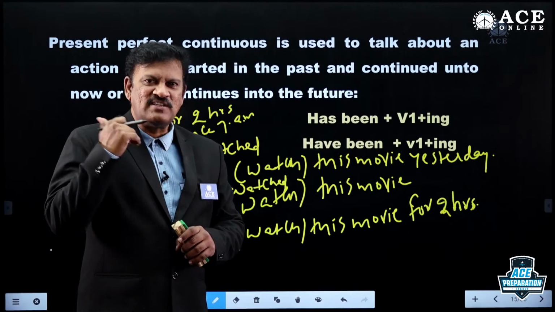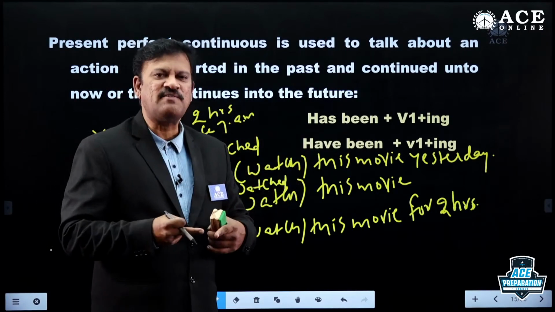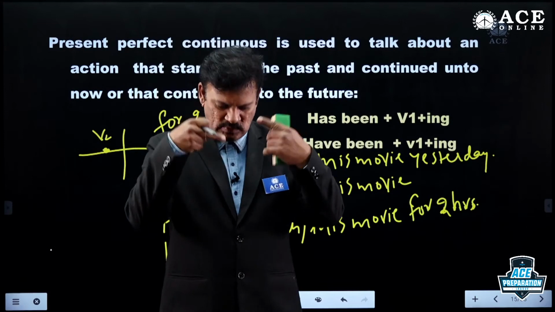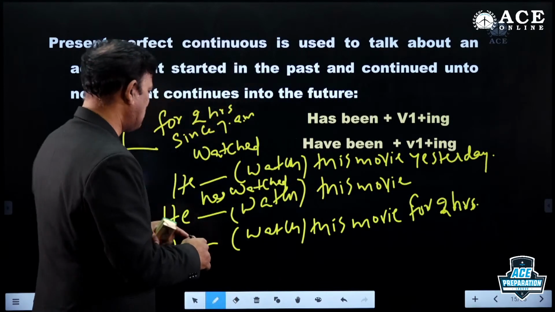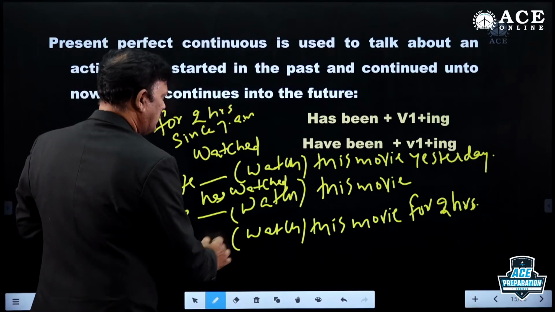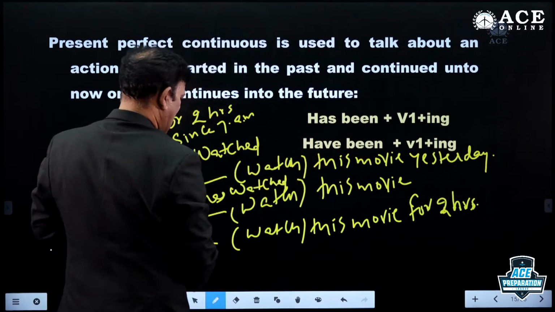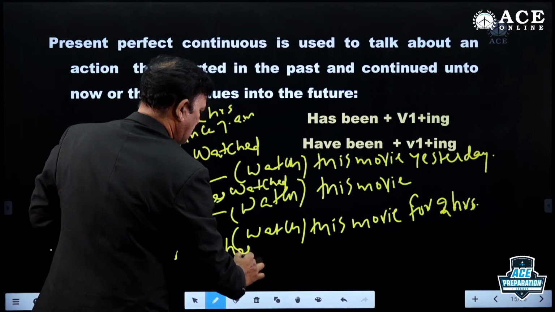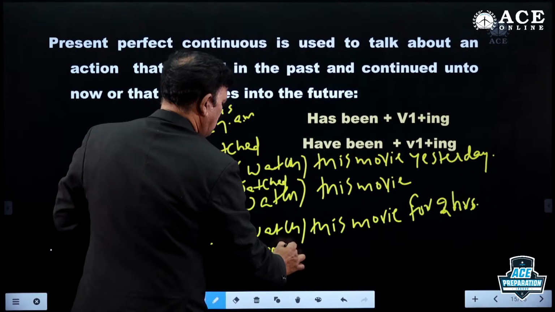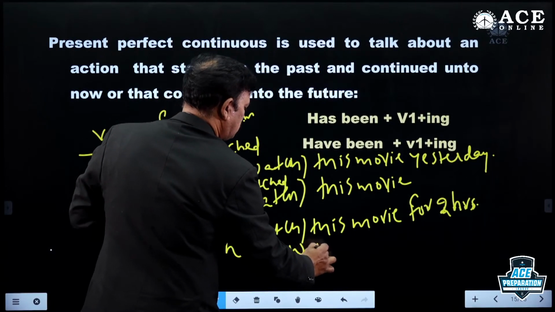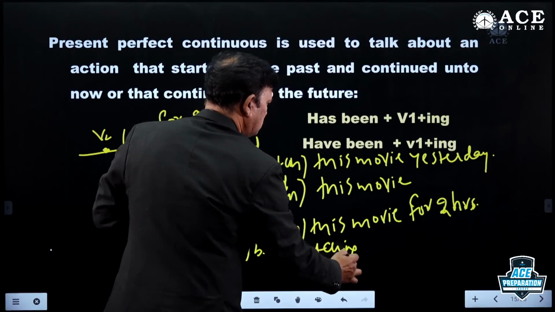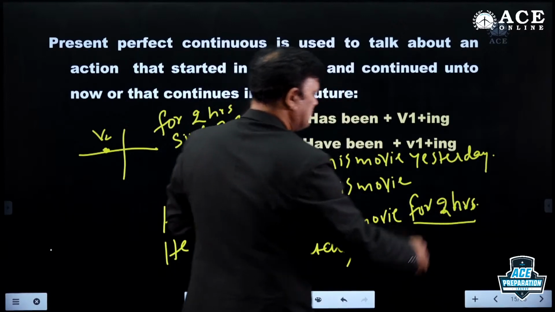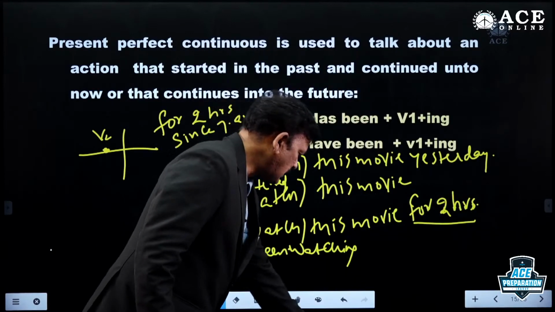He watched this movie for 2 hours. When he did not mention any past and future, straight away "for 2 hours" means up to this point it is 2 hours. That is understood. Then I would go for this one: has been watching. Because I have "for 2 hours". Okay.